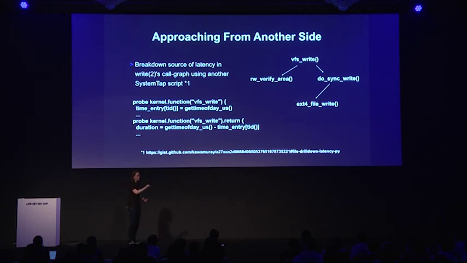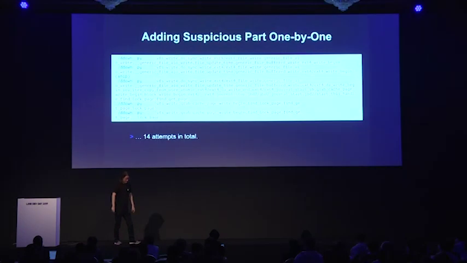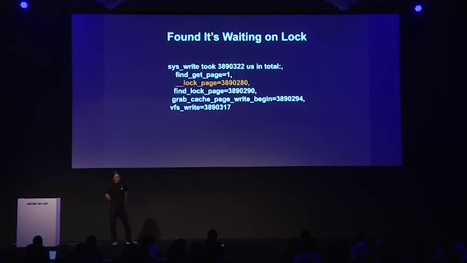We added functions to measure the dubious functions and recorded the function entry and return times. We had to manually add each suspicious function. This was a tedious task, but we were able to complete this in 14 attempts. And these are the final results. You actually need to read this from the bottom up.